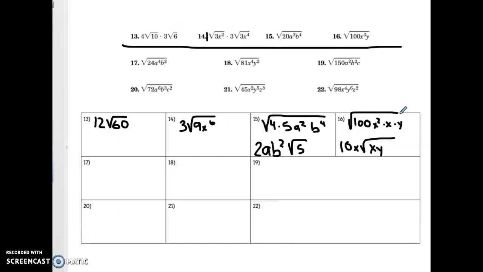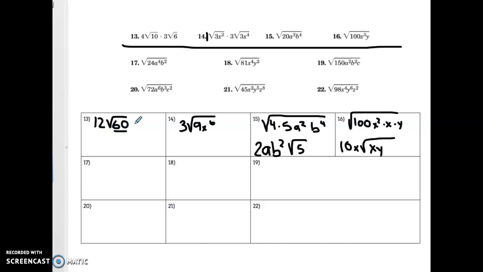Okay, I'm going to focus our attention on 15 and 16 first because those are the ones like we just did. We broke it into factors of 4 and 5. I took the square root of 4, and everything else was good. Over here, 100 is already a perfect square. It's 10, and then I just broke my factor of x into x squared times y. Over here, we multiply the outside terms. 4 times 3 is 12.